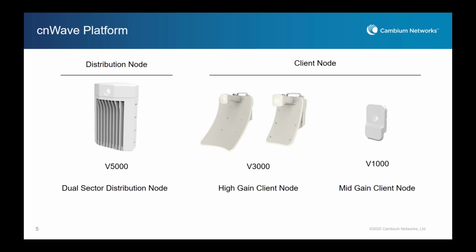So those client nodes can either be used as point-to-point links. If I want to connect point A to point B with a point-to-point connection, I can use a V1000 to V1000 or a V3000 to V3000. And the difference in the two antennas with the V3000 is really just a little bit of gain versus a form factor and size trade-off that you can decide to make in that case. And then any of these client nodes can also be a client node hanging off of a distribution node.